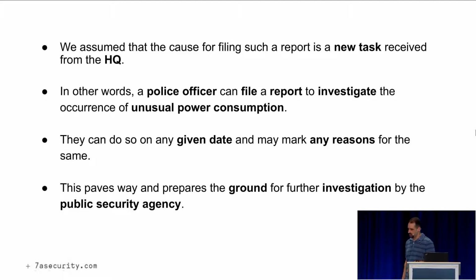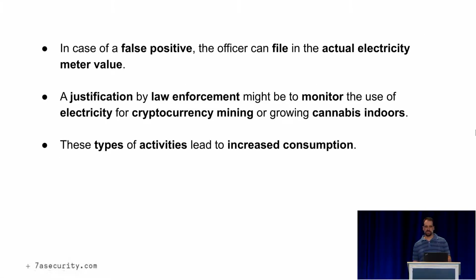It's not all super clear, but more or less, we found that a police officer can file a report to investigate the occurrence of unusual power consumption, and they can do so for any given date and mark any reasons for the same, right? So this paves the ground for additional investigation by the other agency, and then there's some mitigation in case of false positives, and a justification by law enforcement.